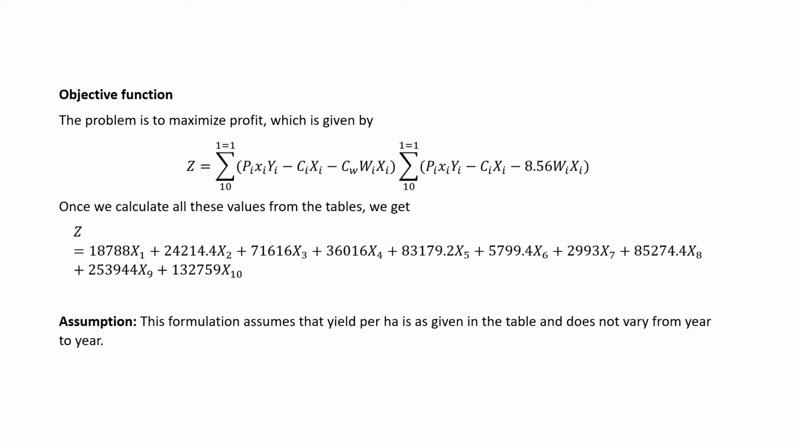Okay, so first we're going to look at the objective function. And the problem here is we're going to maximize profit, which is given by this formula, which is missing an equal sign there. So we know the value of CW, so we plug that in here in the second half of that formula. But this formula, once we put it all out, we simplify it using what we do know, we come up with a value for Z, which is our profit, which is what we're trying to maximize.